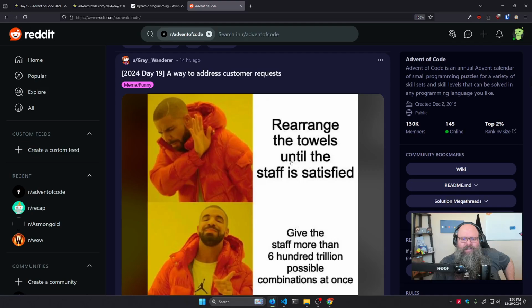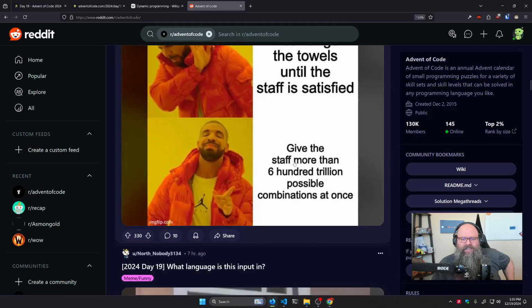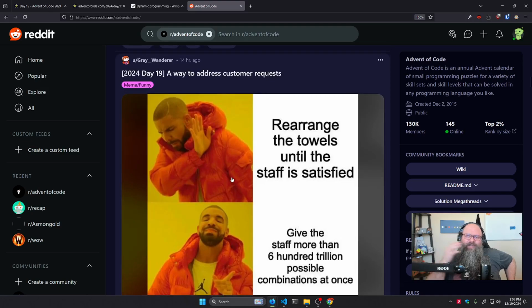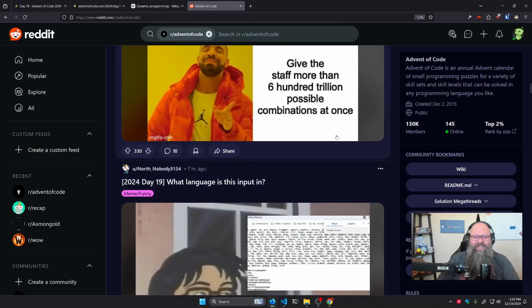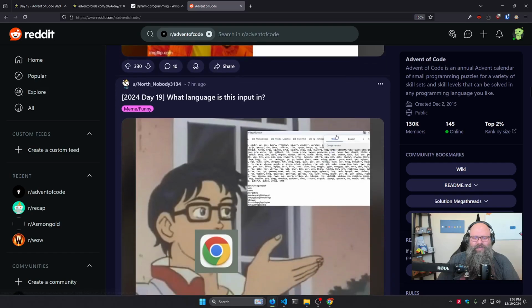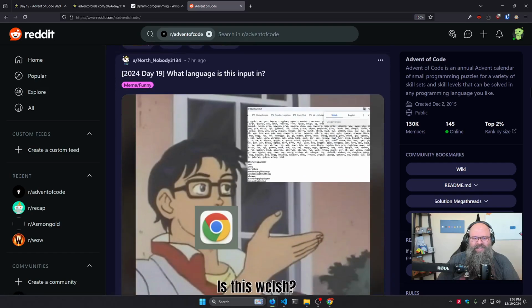Rearrange the towels until the staff is satisfied. Give the staff more than 600 trillion possible combinations at once. Yeah, there you go. Some of them do. A lot of the problems don't make sense in real life, but a way to address. Here's 6 trillion options. What language is this input?